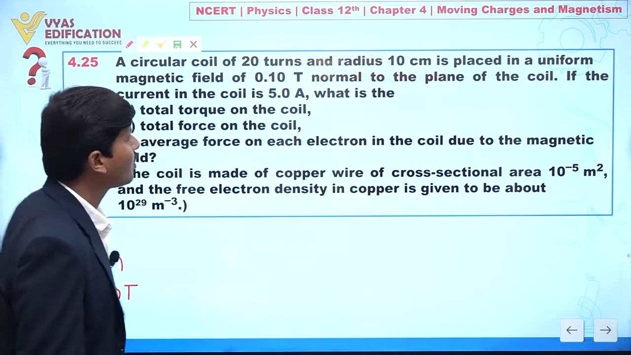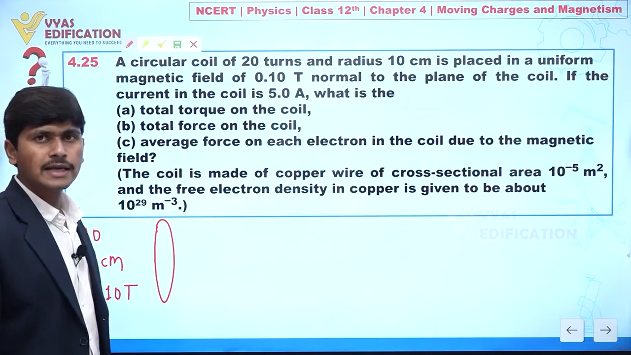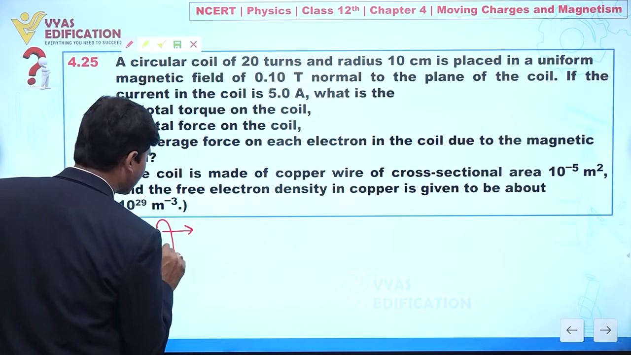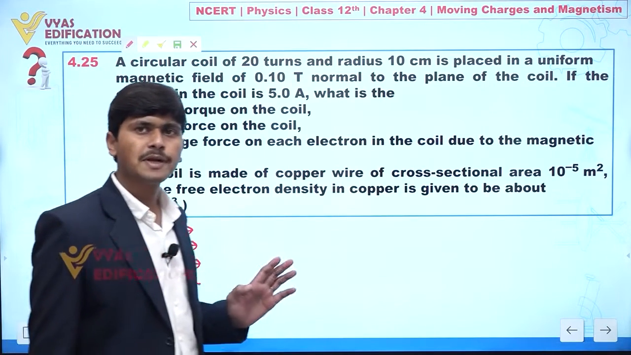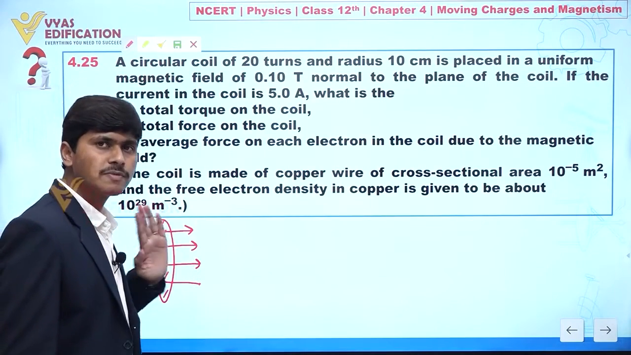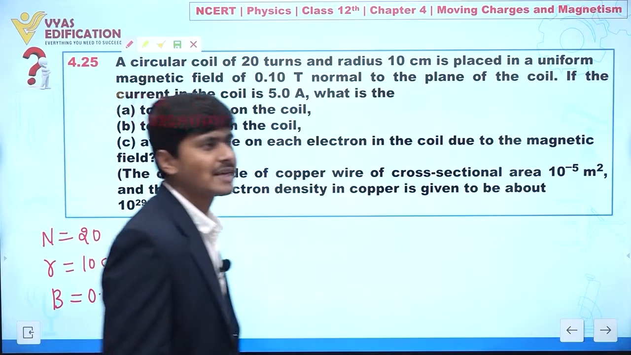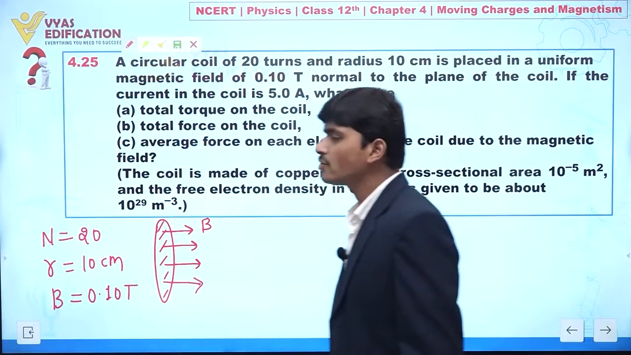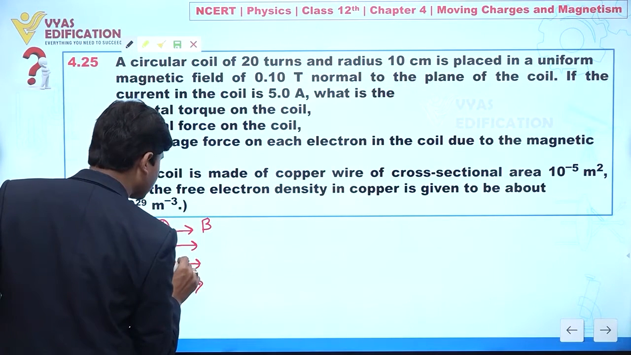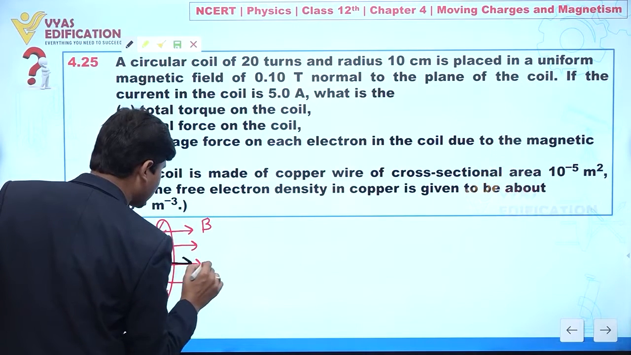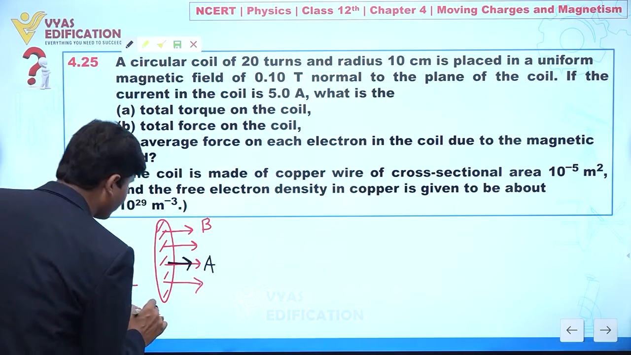It is normal to the plane of the coil, very important. So let's suppose I am drawing this circular coil like this, and we can say the magnetic field is perpendicular to the plane of the coil. Let's suppose this plane is perpendicular to this screen, so we have magnetic field in this direction. Now what about the area vector? Area vector is always perpendicular to the surface, or perpendicular to the plane. So the area vector is also in this direction. I can say this is A. So what is the angle between area vector and magnetic field? We can say this is 0.